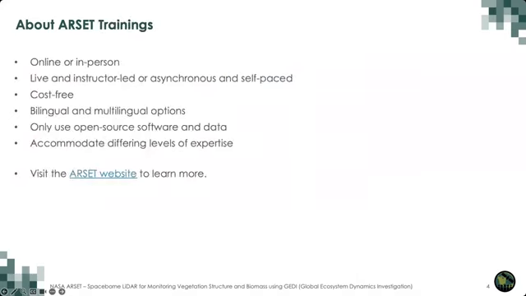ARSET provides trainings, both online or in person. Our online trainings are delivered in two formats, live and instructor-led, like today's training, or asynchronous and self-paced. Like NASA's free and accessible data, all of our trainings are offered at no cost. We try to offer trainings in more than one language whenever we can, and we only use no-cost and open-source software and data. We offer our trainings at a range of levels so you can find a training series that fits your level of experience and interest. Please visit us at our website to learn more.